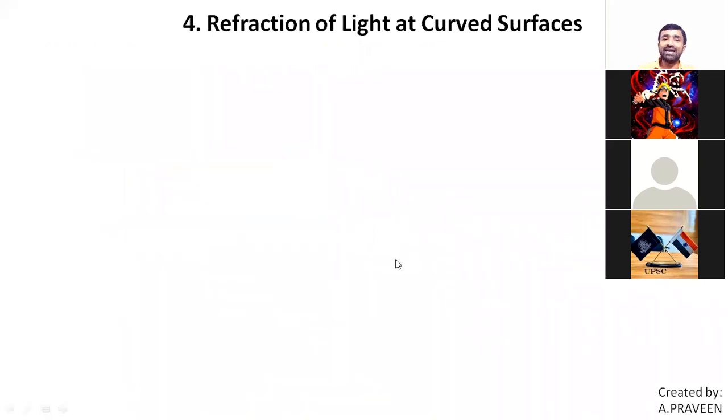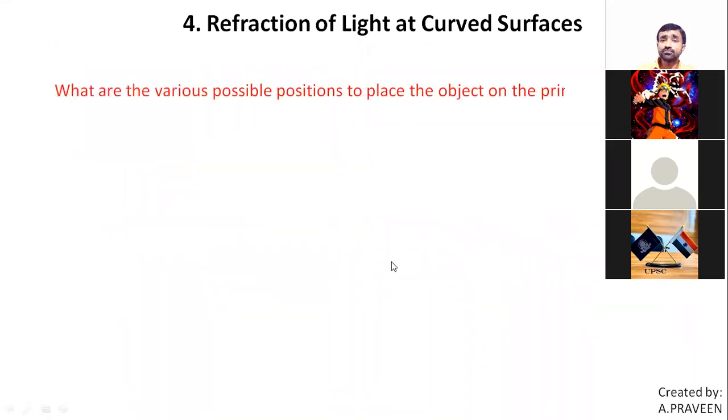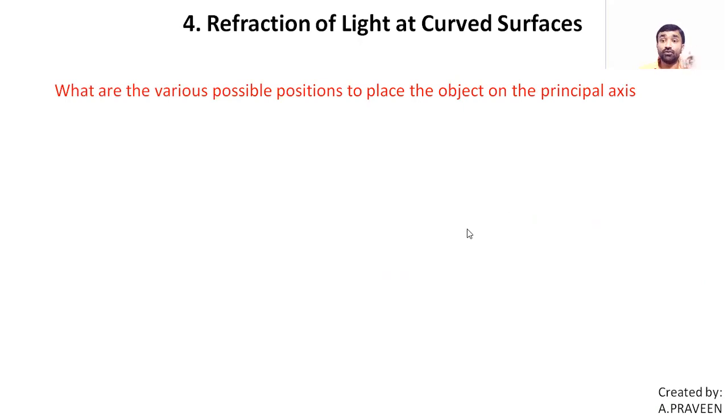So now we will enter into the topic. What are the various possible positions to place the object on the principal axis for any lens, right? So here we will identify the positions first before drawing the ray diagrams. What are the possible positions to place the object on the principal axis?